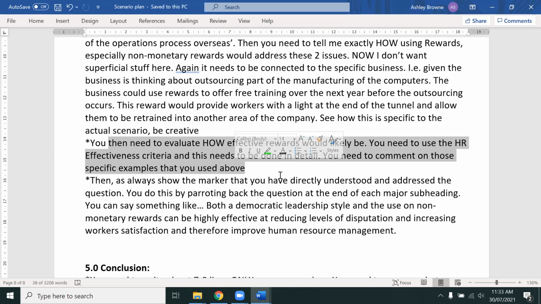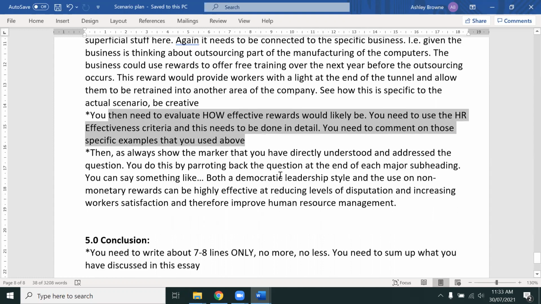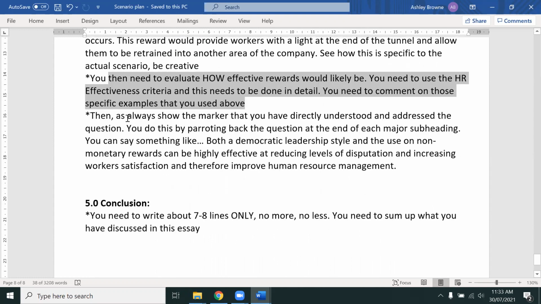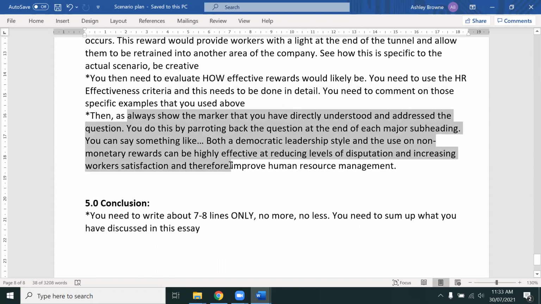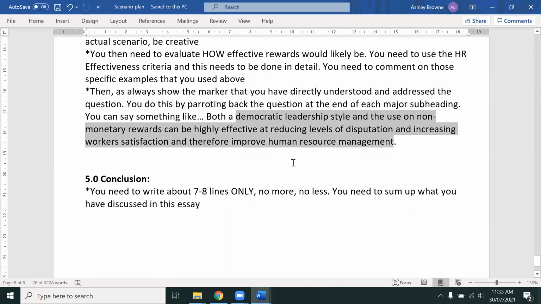Hopefully you're getting it. It needs to be specific to the scenario. If I could just swap this with, say, another business like an airline business or a gelato business, it's not a good answer. Now, you don't do this, guys, as always. Did you understand the question? Parrot it back at the end. So I would say something like this. Trust me, this is gold. Both a democratic leadership style and the use of non-monetary rewards can be highly effective at reducing levels of disputation and increasing worker satisfaction, and therefore improve human resource management. That's what the question said. All right, if you can't parrot back a question, there's a problem.